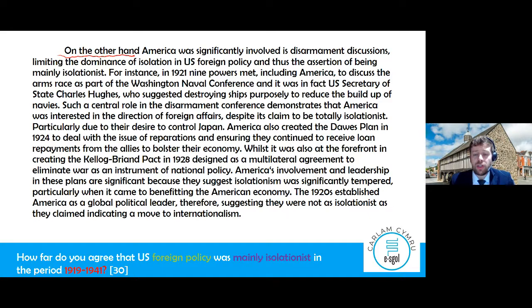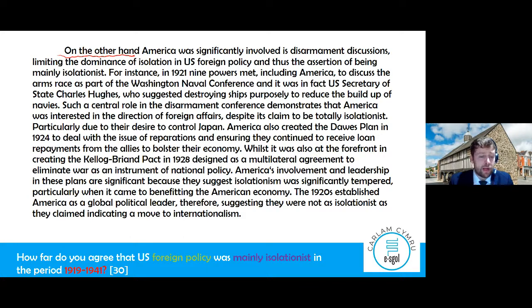So on the other hand, America was significantly involved in disarmament discussions, limiting the dominance of isolationism in the US foreign policy and thus the assertion of being mainly isolationist. For instance, in 1921, 9 powers met, including America, to discuss the arms race as part of the Washington Naval Conference, and it was in fact the US Secretary of State, Charles Hughes, who suggested destroying ships purposefully in order to reduce the buildup of navies. Such a central role in the disarmament conference demonstrates that America was interested in the direction of foreign affairs, despite its claim to be totally isolationist, particularly due to their desire to control Japan.